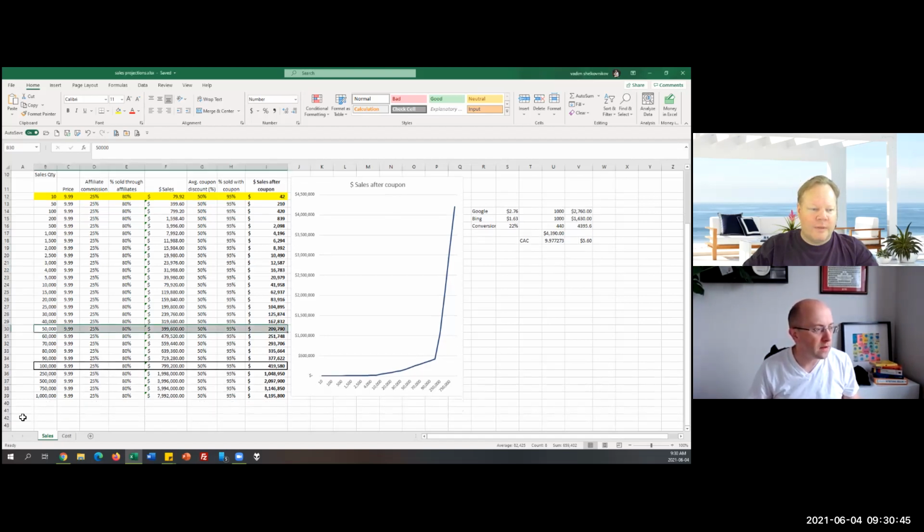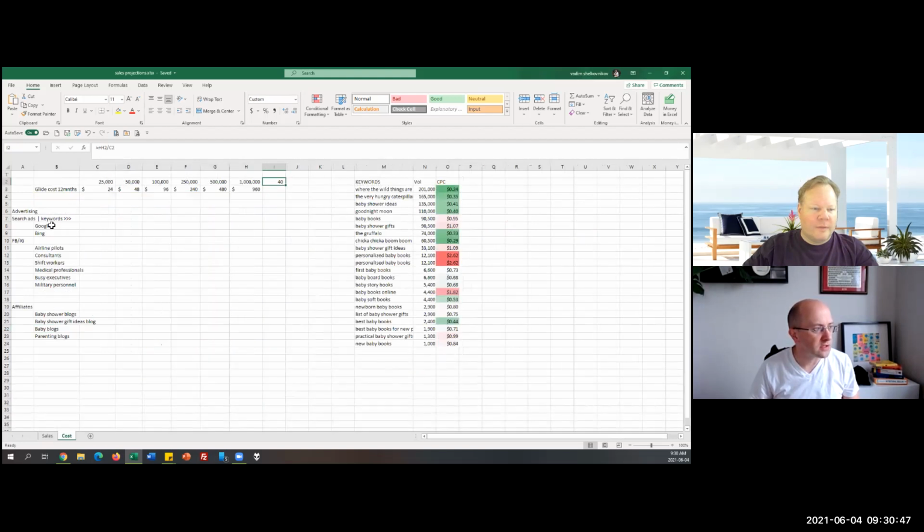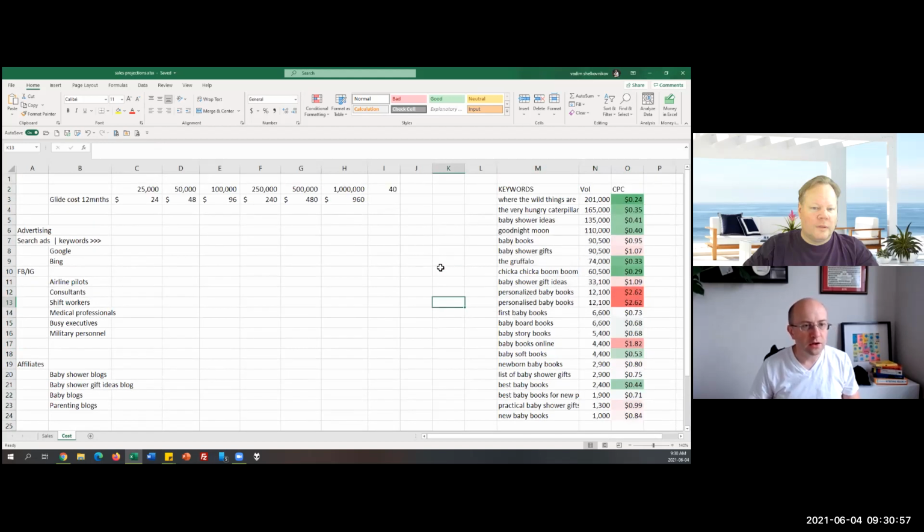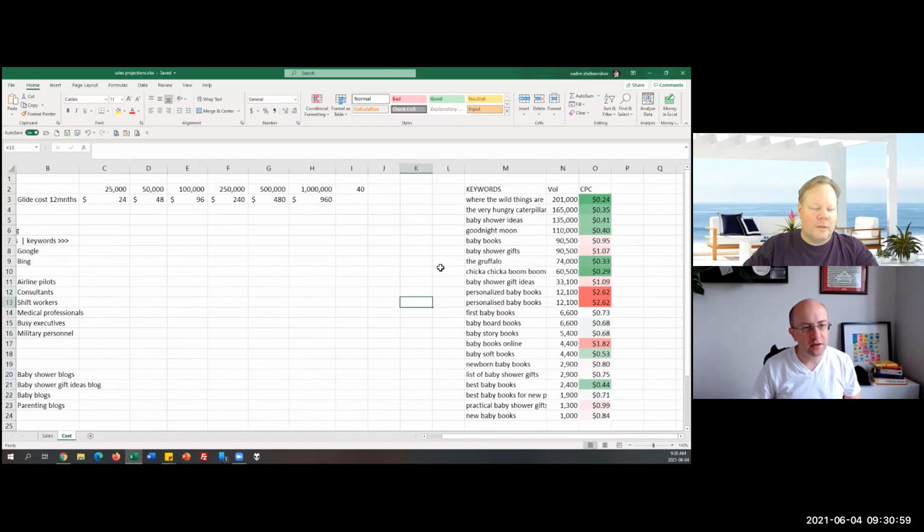Okay, so we were talking about cost. So for the advertising, there's search ads, and these are the keywords I was researching yesterday. Let me just make it slightly bigger. And cost per click, consider that the lower end of cost per click, somewhere in the middle. So you would have to bid more to be at the top of the page. Yeah.